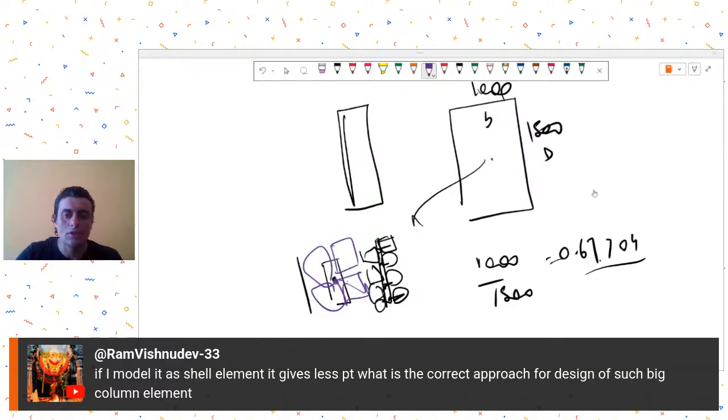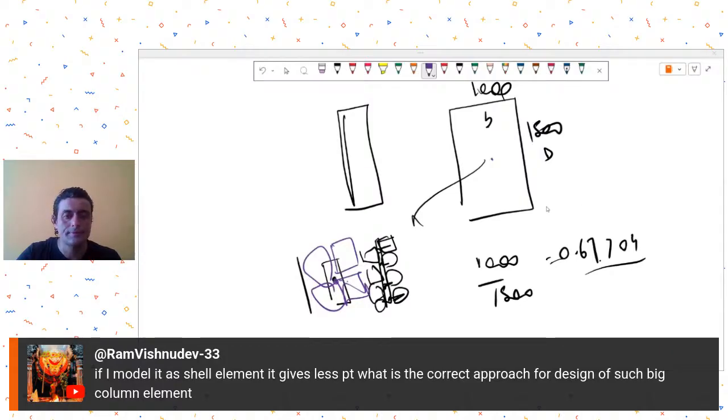It's not about any correct approach, but if your columns are so big, naturally it means that it's an important structure that you're doing, which is having such large columns. So you may perform this exercise 2 times, that is once modeling the column as a line element, once modeling the column as a shell element, then the higher percentage whatever you are getting you may provide.